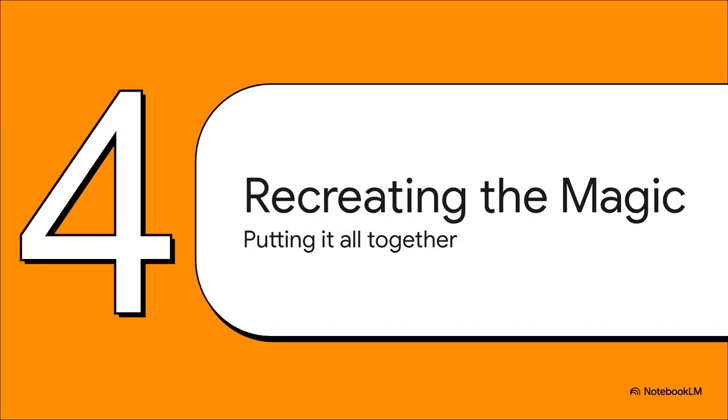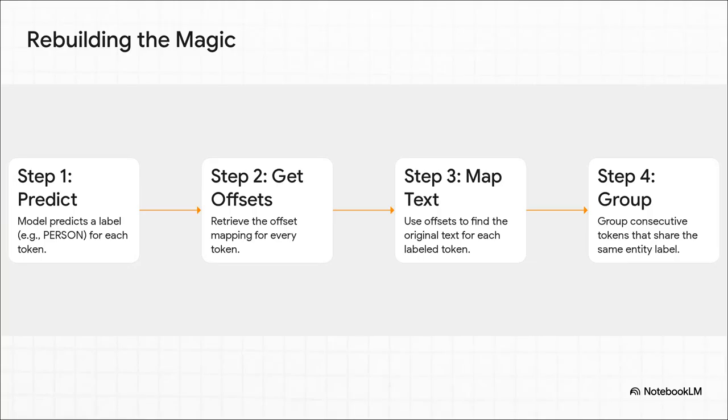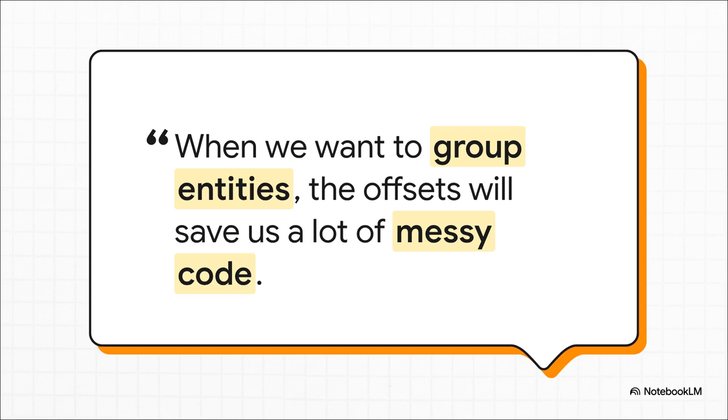Okay, so with those 2 things, the word IDs telling us which tokens are on the same team, and the offsets giving us their exact location, we have everything we need. We can now solve the mystery. We can recreate the magic trick ourselves. It really just boils down to a 4-step process. The model makes its prediction, right? It says, hey, I think these tokens are a person. Then we just look at the offsets for those tokens, and bam! We use those coordinates to go back to the original text and pull out the full name. Simple.